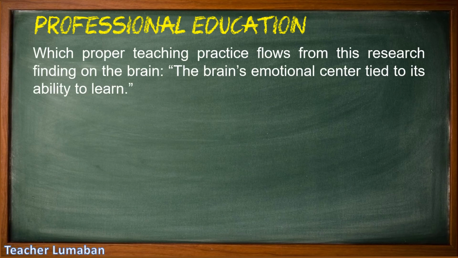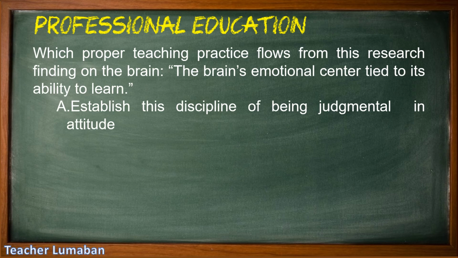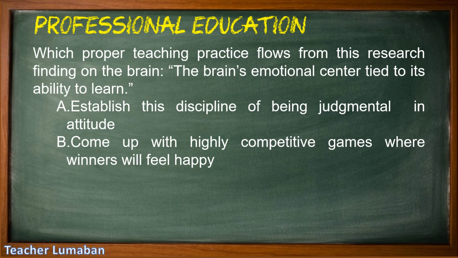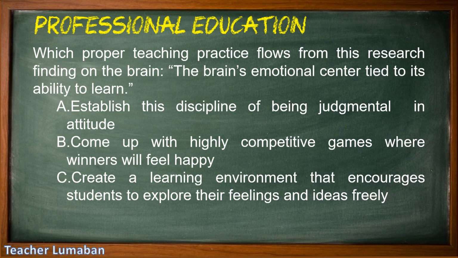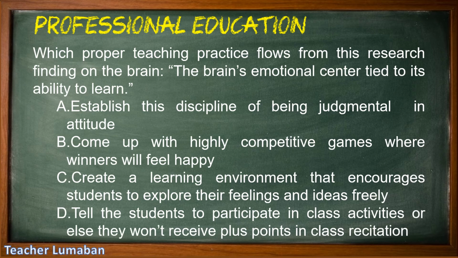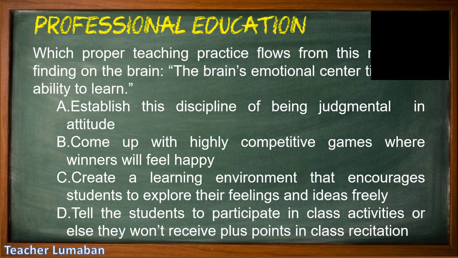Which proper teaching practice flows from this research finding on the brain, the brain's emotional center tied to its ability to learn? Letter A, establish this discipline of being judgmental in attitude. Letter B, come up with highly competitive games where winners will feel happy. Letter C, create a learning environment that encourages students to explore their feelings and ideas freely. Letter D, tell the students to participate in class activities or else they won't receive plus points in class recitation. Choose the suitable answer to the following choices in 5 seconds.